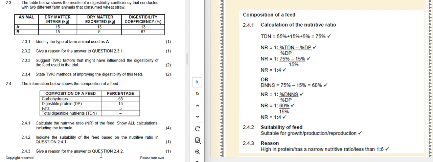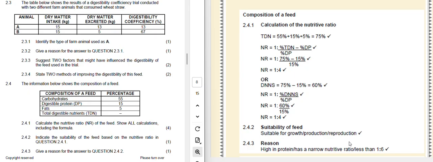2.4.3, give a reason for your answer. Why am I saying this is suitable for growth, production, and reproduction? This is because the feed has a narrow nutritive ratio, which indicates it is rich in proteins.